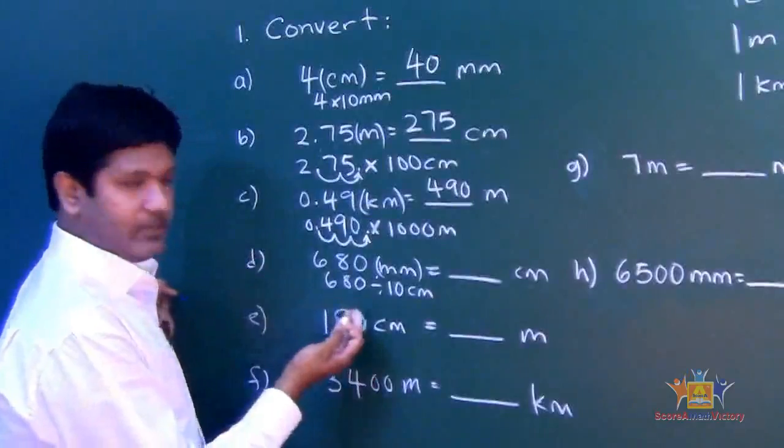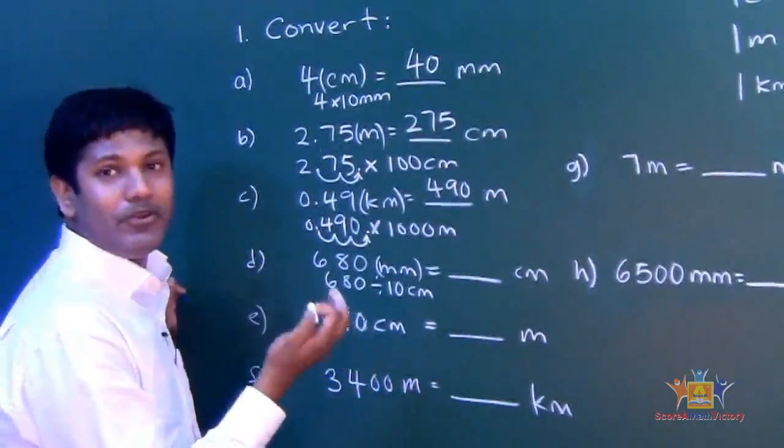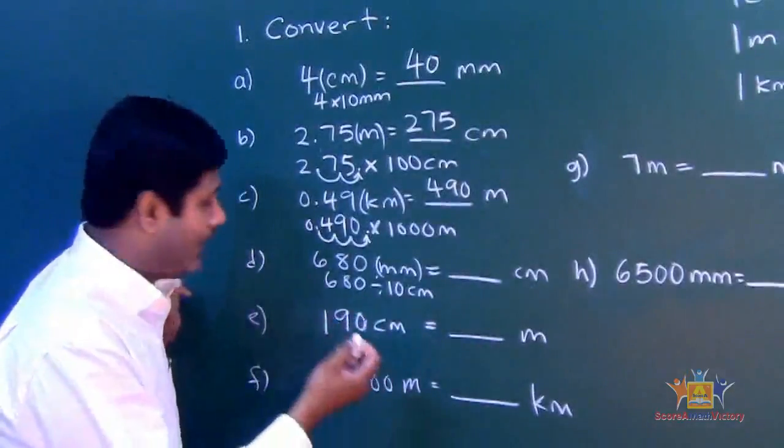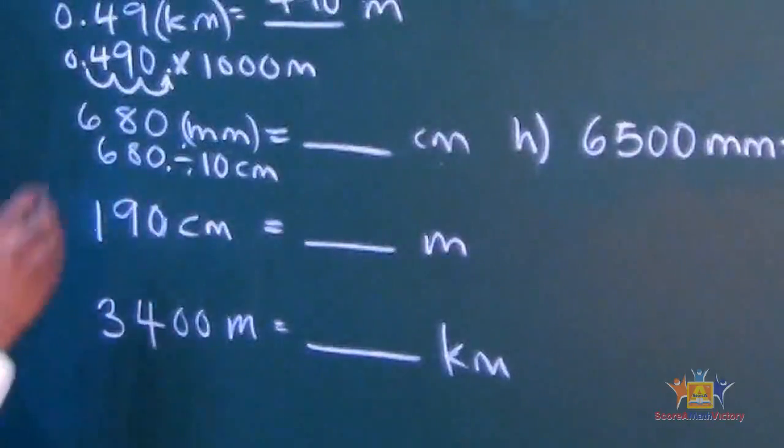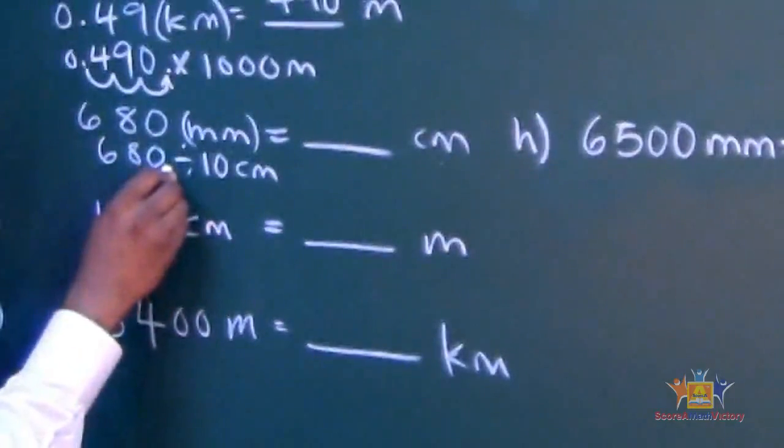Where is the decimal? Mr. Mac, there's no decimal. There is, but it doesn't show, but we have to locate it. Where is it? Right there, right behind the 680. Alright, and then I grab it and move it how many times?